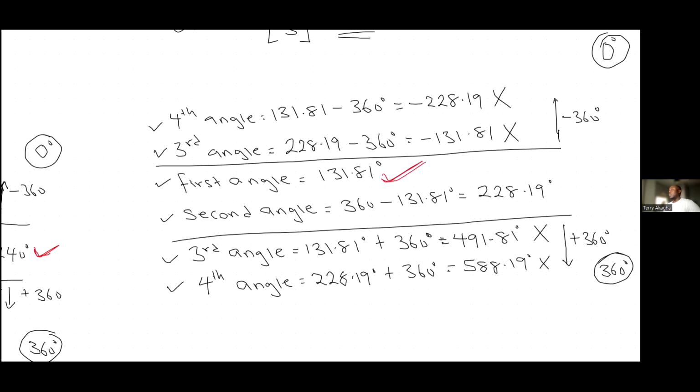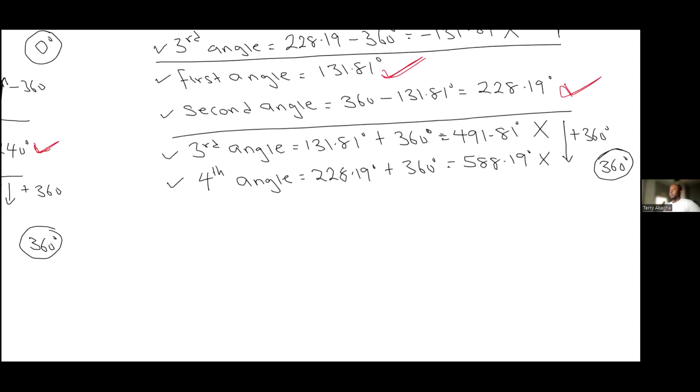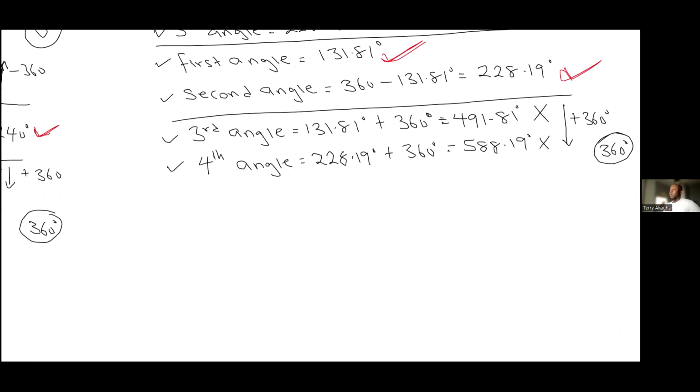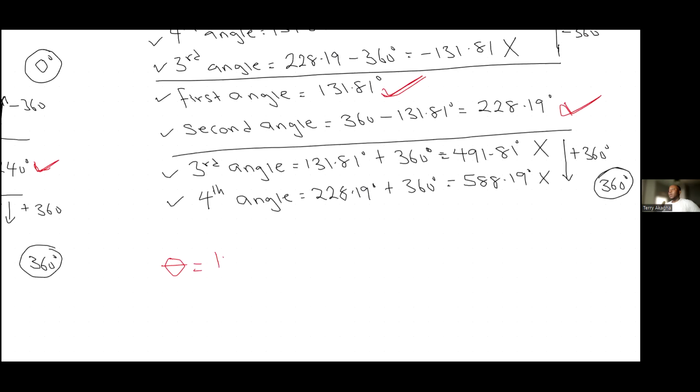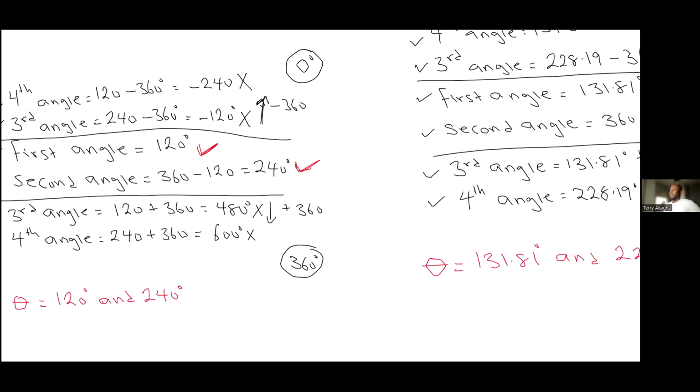Okay? So that means theta here is equal to 131.81 and 228.19 degrees, all in degrees. Now, with that, we can combine both answers. So we got this for this, and we got theta 120 and 240 for this.